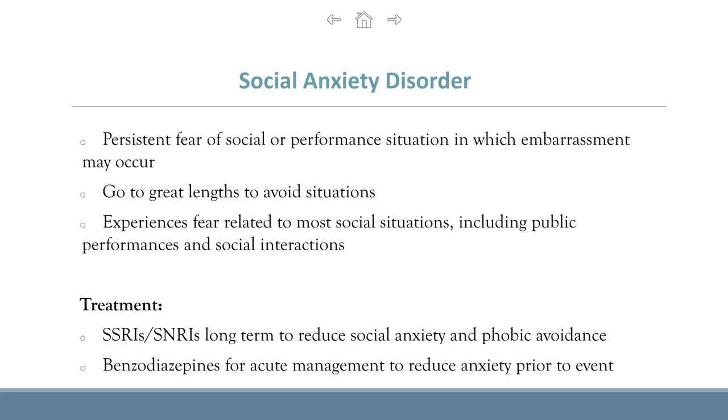Treatments for this might be the SSRIs, and this would help with that everyday feeling, right? So bringing down some of that anxiety level to begin with, to reduce the social anxiety and phobic avoidance. And then benzodiazepines for acute management to reduce anxiety prior to an event.